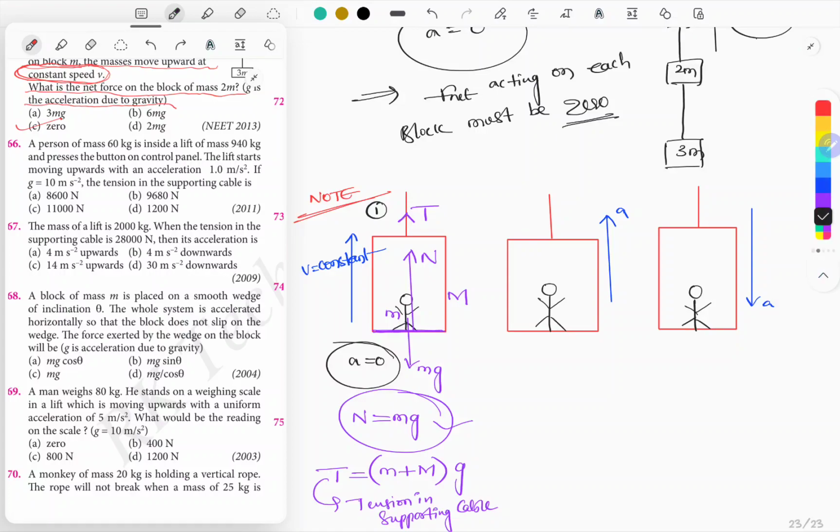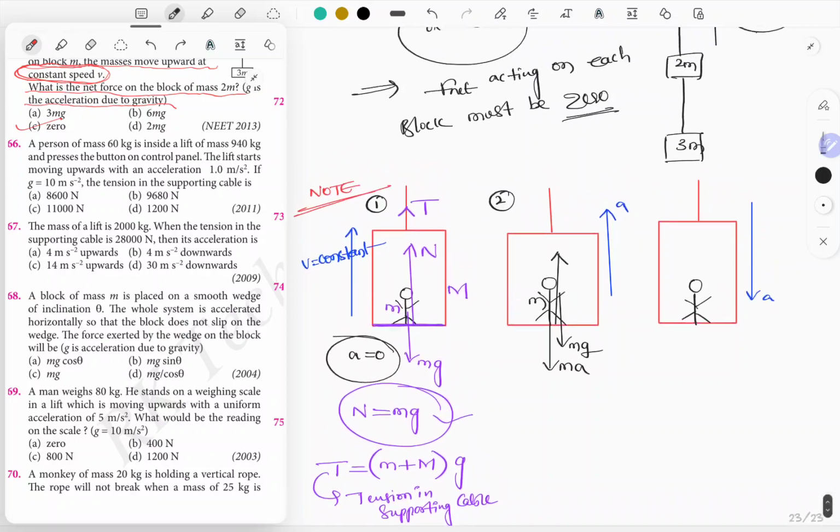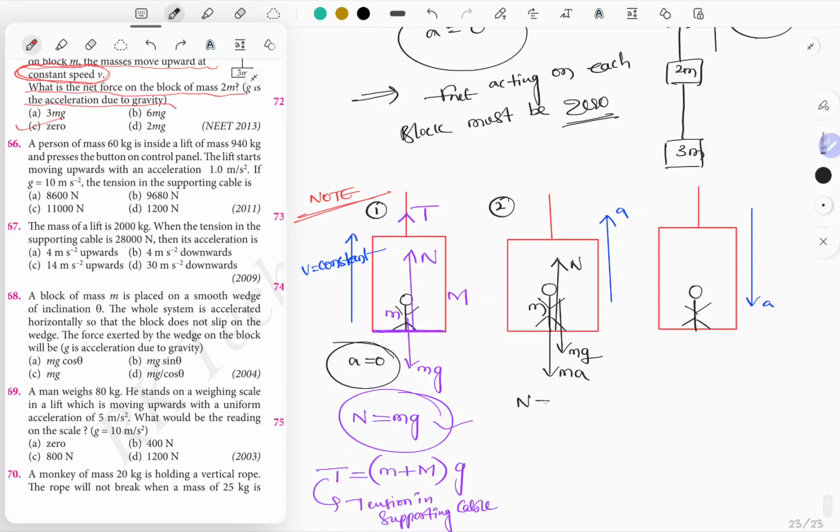Now look at the second example. In the second example, lift is accelerating upward. Okay, as lift is accelerating upward, definitely there will be a pseudo force acting on the person of mass m. It is going to be ma. Already weight of this person is acting downward, which is going to be mg. Now let me represent normal reaction, which is perpendicular to the surface of the floor. So normal reaction is equal to mg plus ma, and N is equal to m into (g plus a). Super. This is going to be normal reaction.